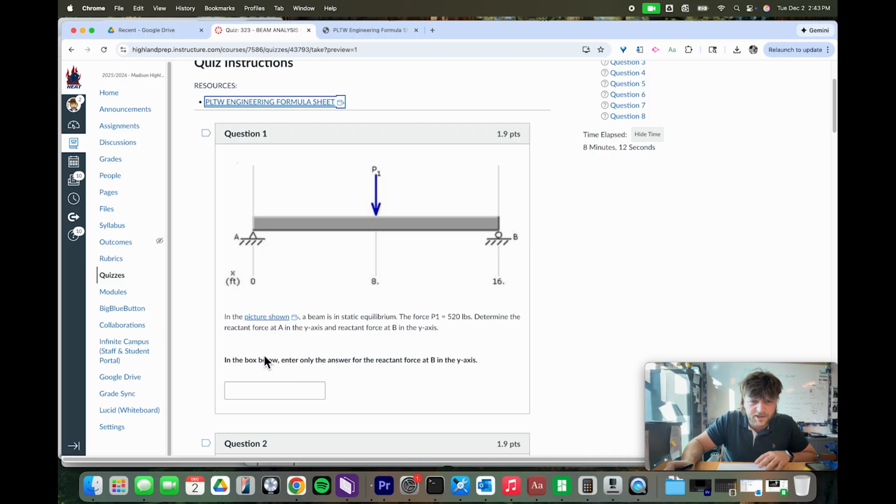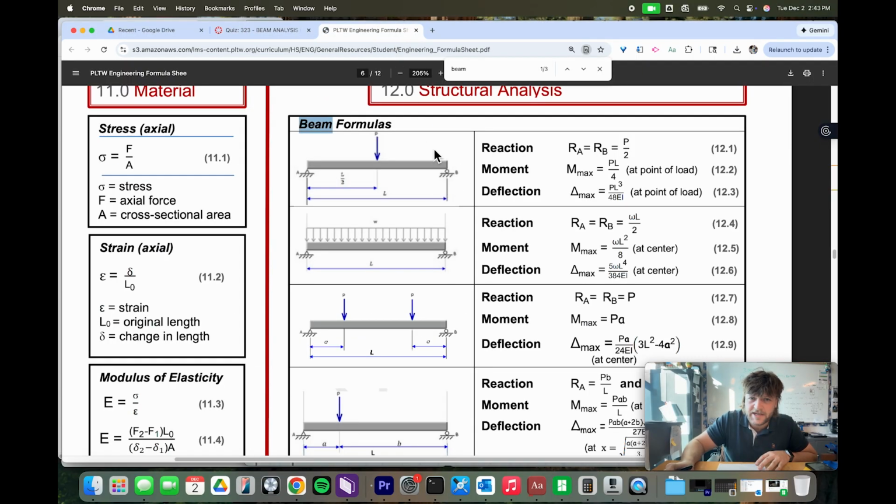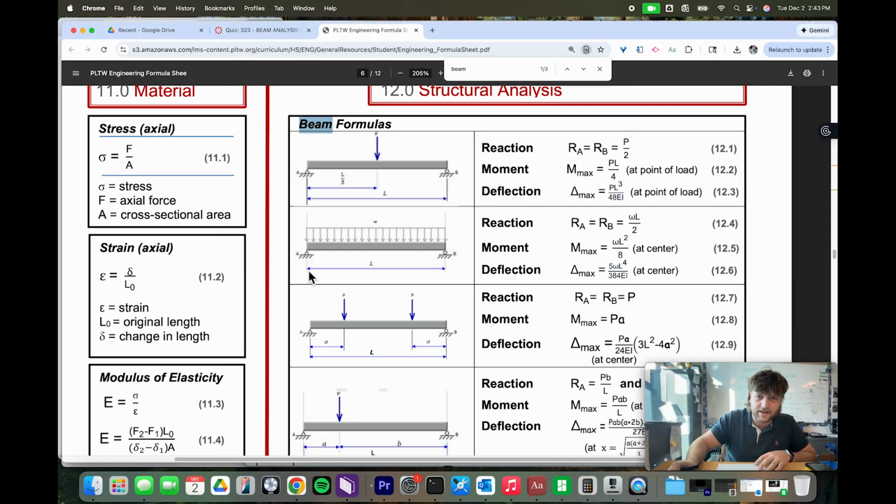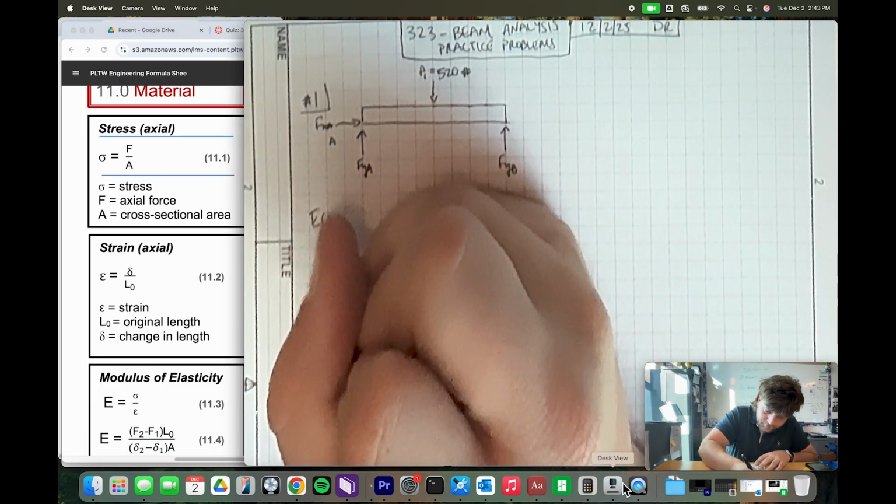Yep, everything's looking good. They want us to determine, in the box below, the reaction force at B in the y-axis. If we go in here, this is scenario 1, and so RA is equal to RB. Those values are the same for those reaction supports, where RA is the vertical force here and RB is this vertical force here. Basically, this is going to be equal to our applied force divided by 2. So we can go back to this and say equation 12.1. I'm going to go ahead and write this equation.